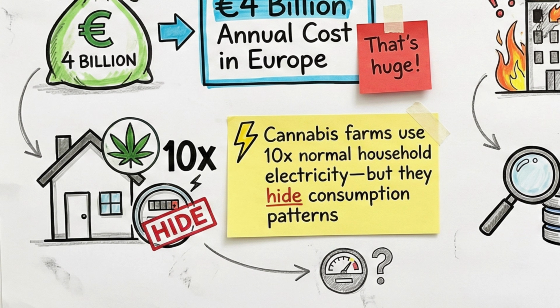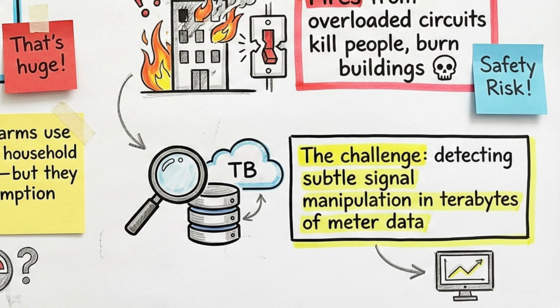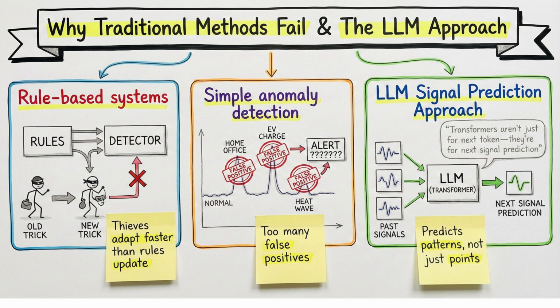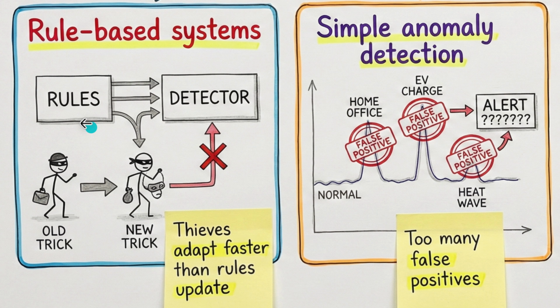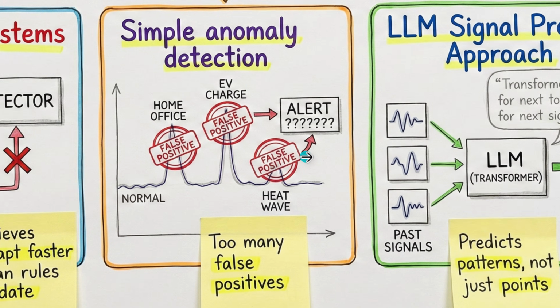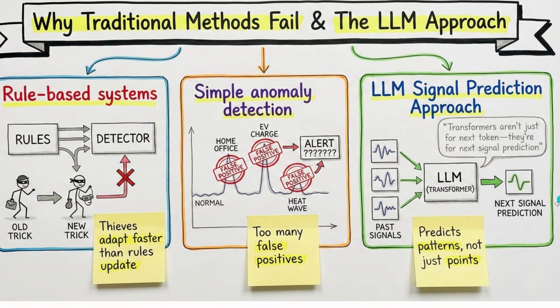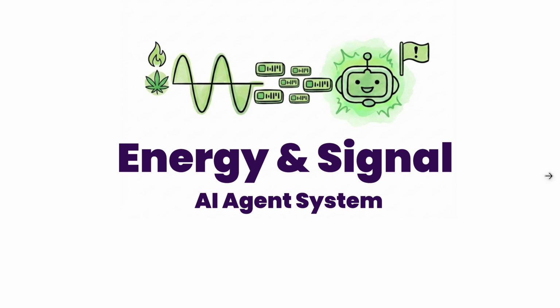They use about 10 times normal household electricity, but they hide consumption patterns. So the challenge is detecting that subtle signal manipulation in terabytes of meter data. Why traditional methods fail is that if you have a rule-based system, you have rules and detectors, and the criminals adapt faster than you can update the rules. And simple anomaly detection will not work because we have a lot of false positives. So we can use LLMs, which are next token predictors. So now we can actually predict the next signal, and we call this the energy and signal AI agent system.